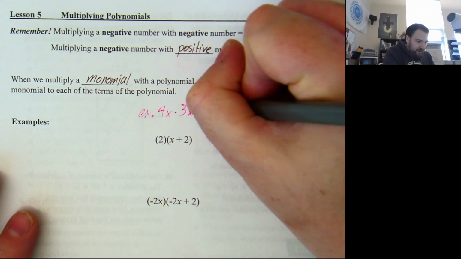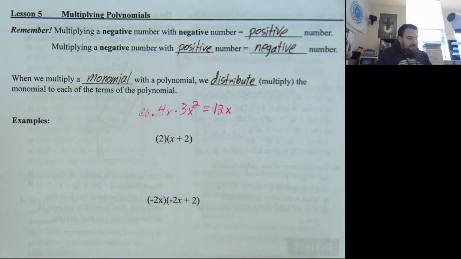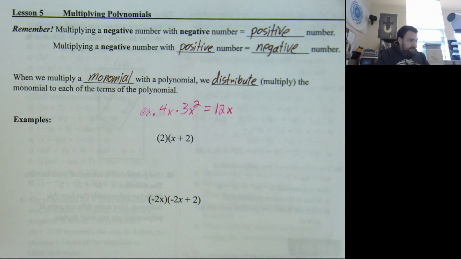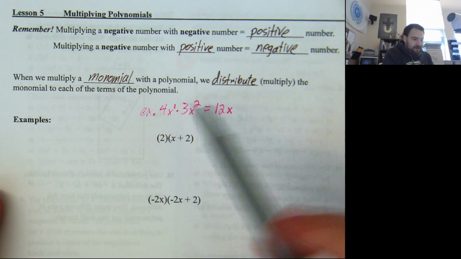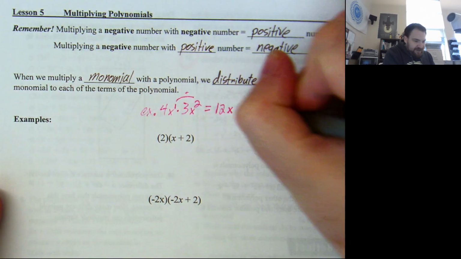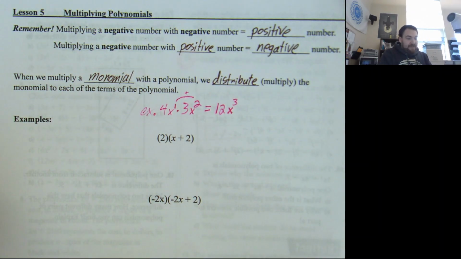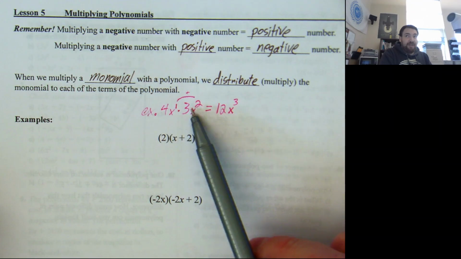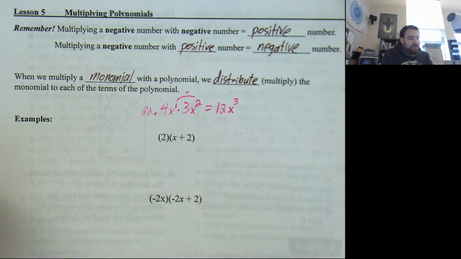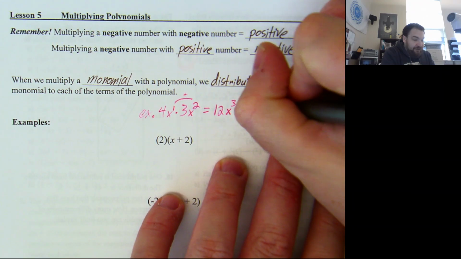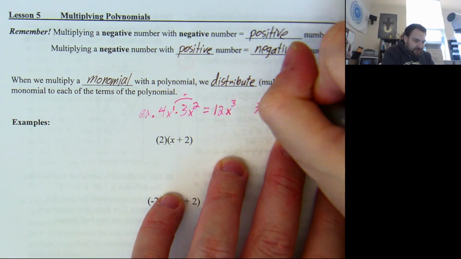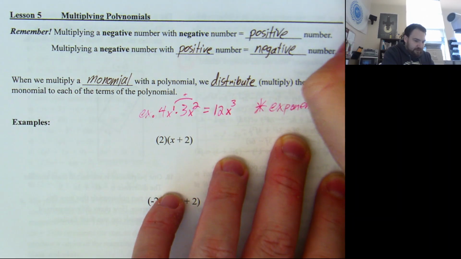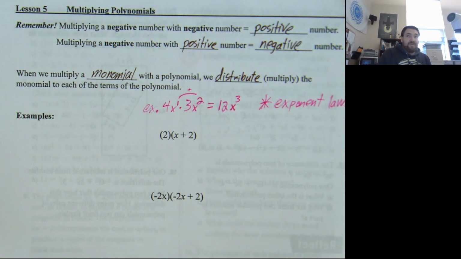So 4 times 3 is 12. x to the power of what? It's going to be 3, because when there is no exponent written, the exponent on that x is a 1. So we add these two exponents together and we get x cubed. I have 3 x's being multiplied here, 2 right there and 1 more there. So a mono times a mono we've done already, in the exponent laws section. You've seen it. It's done.